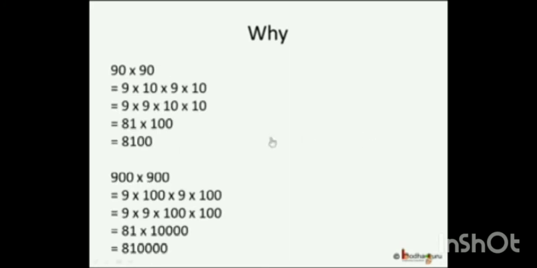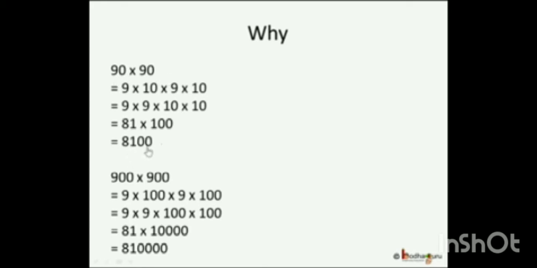Or in other ways, you can think 90 into 90 is nothing. 90 you can represent as 9 into 10. This 90 also you can represent as 9 into 10. So 90 into 90 becomes 9 into 10 into 9 into 10. Because of the commutative property, you can take these things together. So it becomes 9 into 9 into 10 into 10. 9 into 9 is 81 and 10 into 10 is 100. So the answer is 8100. So 10 into 10 became these 2 zeros. 9 into 9 became 81.